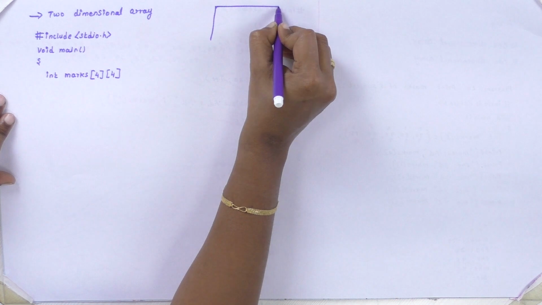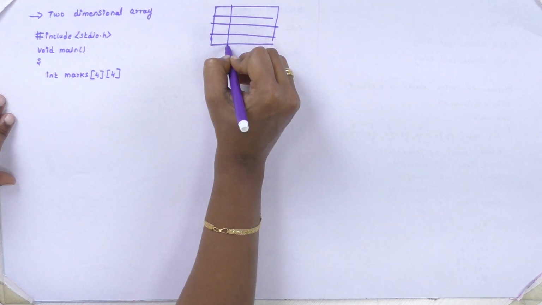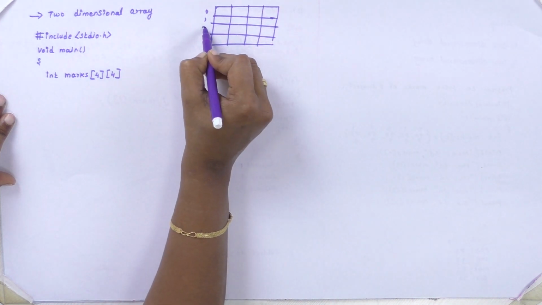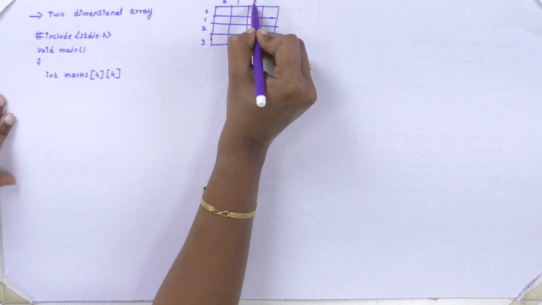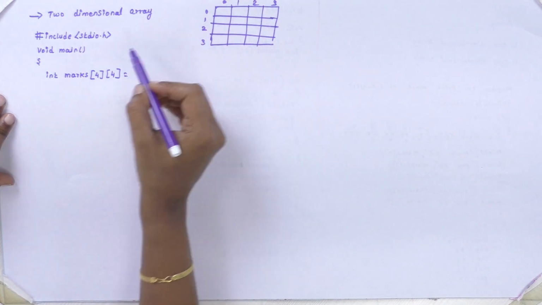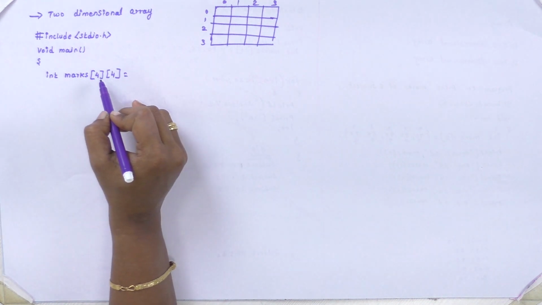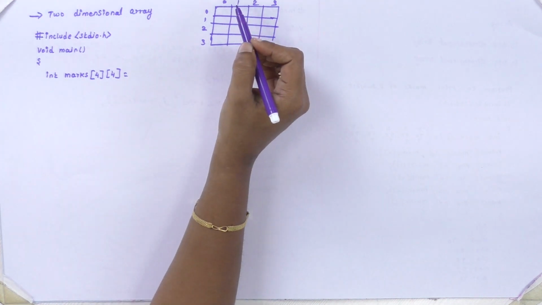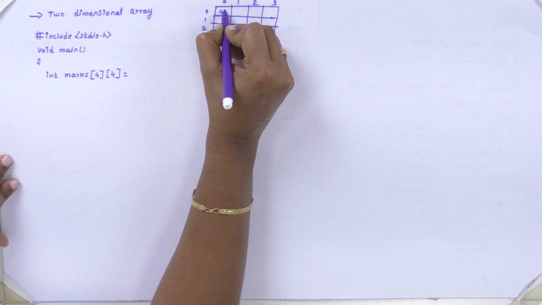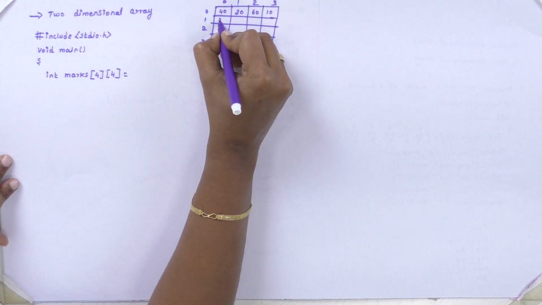Our structure will be 4 rows and 4 columns. This represents rows and this represents columns. So here I can store 16 elements, because 4 rows and 4 columns, 4 into 4, is 16 values. I can store 16 values, for example 40, 30, 60, 10.